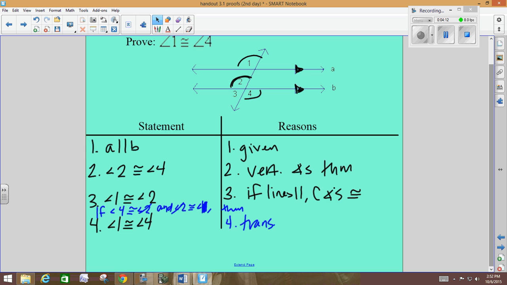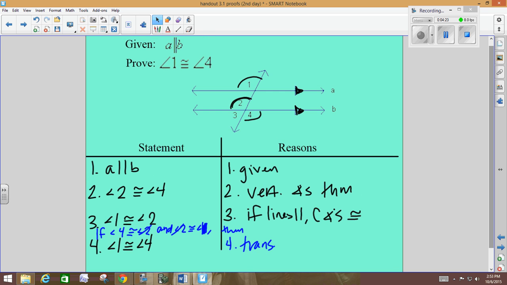Too much writing? Well, you don't have to write this part in blue. You just have to write trans. Okay, so let's go back and think about this. Given, I have 2 parallel lines cut by a transversal. Angle 1 and 4 were what type of angles again? Alternate exterior, and what did we prove about them?